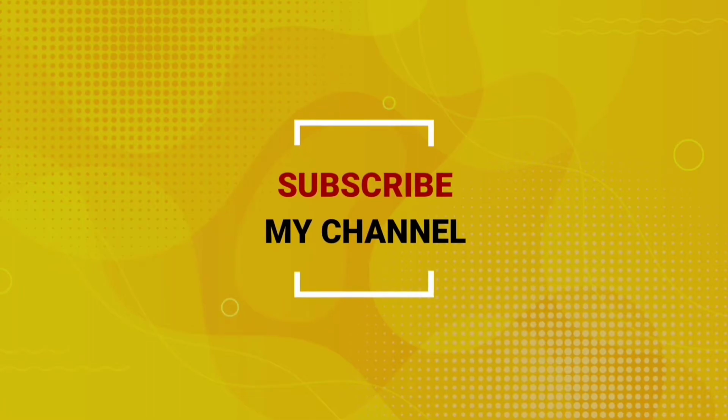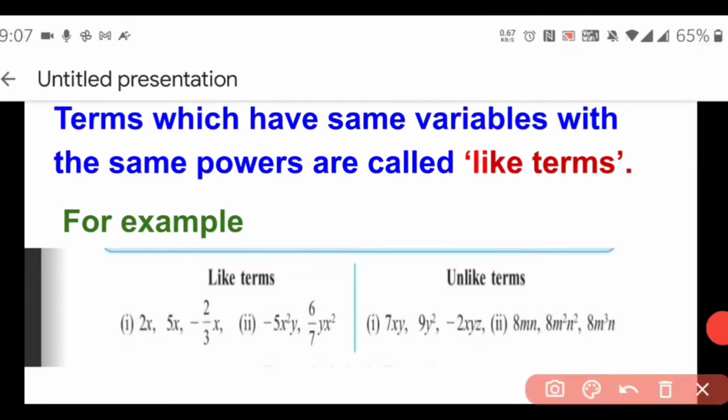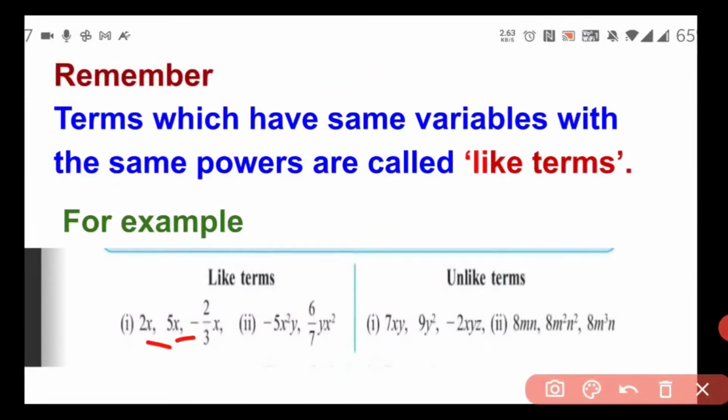Children, before starting our practice set 33, let us once again remember the meaning of like and unlike terms. Terms which have the same variables with the same powers are called like terms. In the first example, 2x, 5x and minus 2 upon 3x are like terms because all three terms have the same variable x, and their power is 1, 1, 1. So the power is the same and the variable is the same, that's why they are like terms.